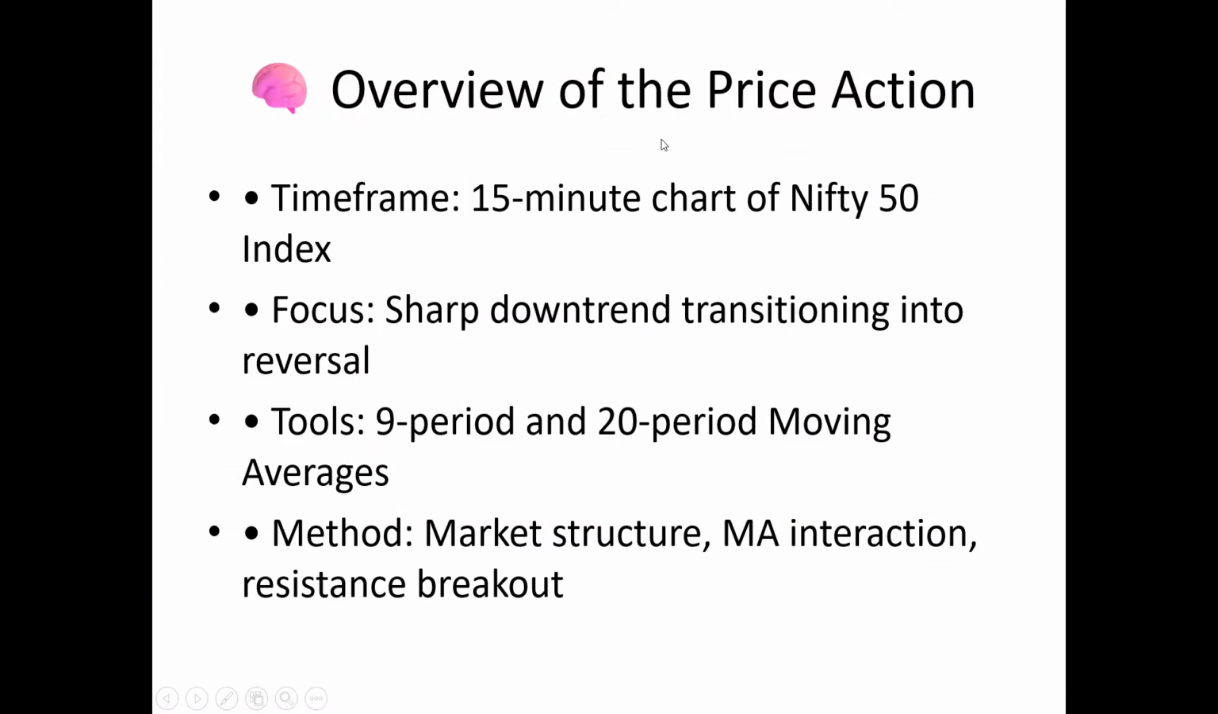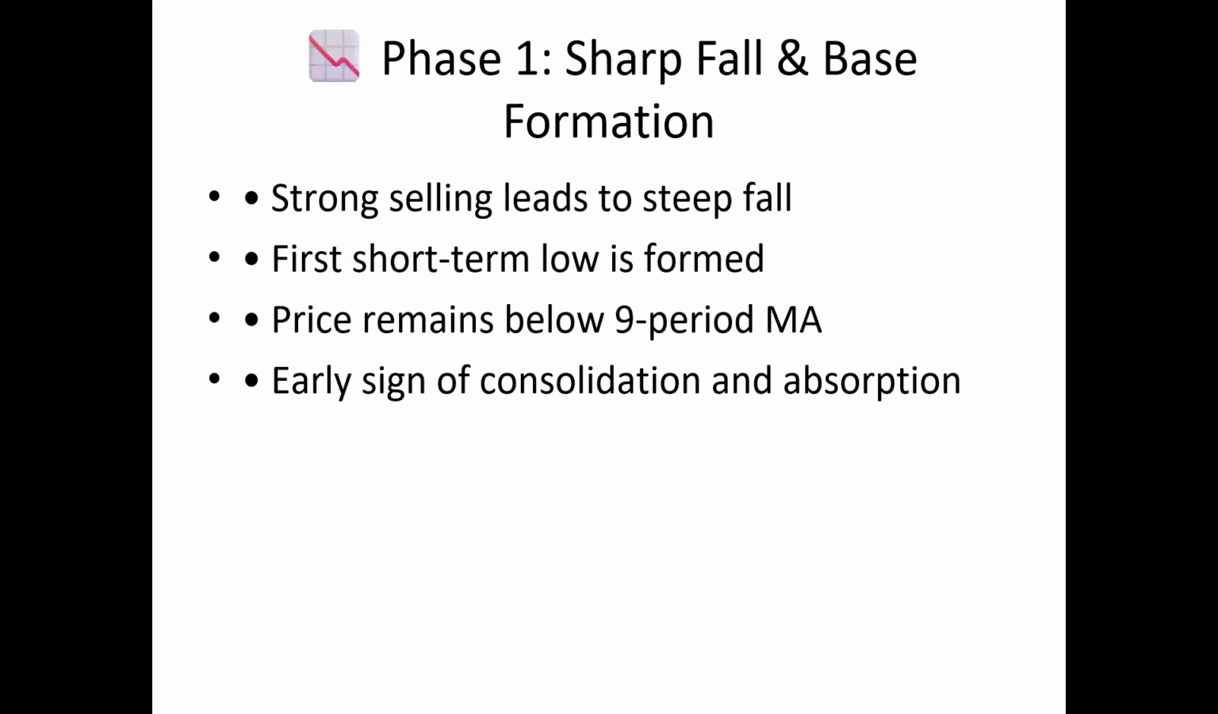So, overview of the price action is 15-minute chart of Nifty 50 index, sharp downtrend, transitioning into reversal. Tools used are 9-period and 20-period moving average. Method is market structure, and I am seeing the moving average interaction and resistance breakout. So, sharp fall and base formation.